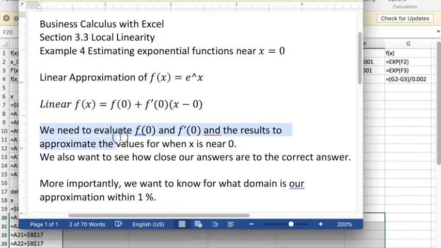So we'll need to evaluate f of 0 and f prime of 0 and use these results to approximate the values when x is near 0. We'll want to see how close our answers are to the correct answer. More importantly, we're going to want to know for what domain is our approximation within 1%, because the linear function, once we have these two coefficients, is going to be easier to compute than e to the x is to compute, and we'd like to know when we can just use the linear approximation and not have to do exponential functions.